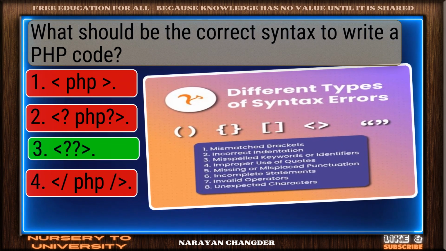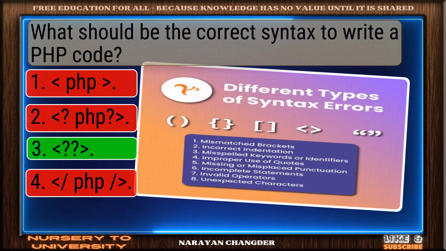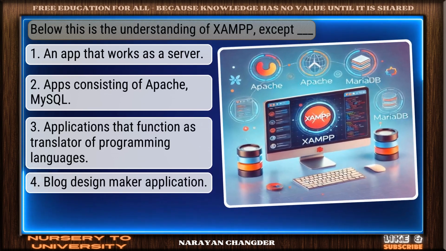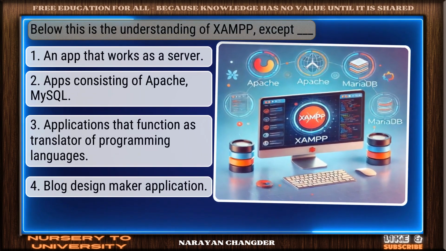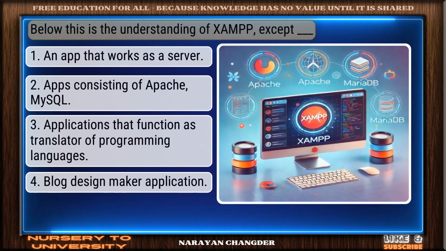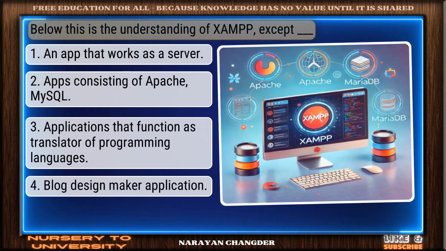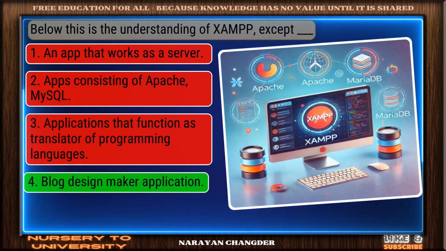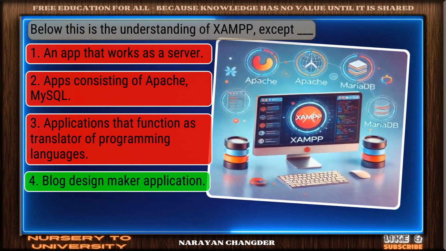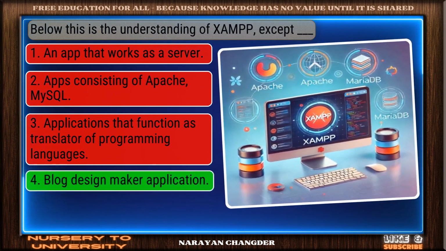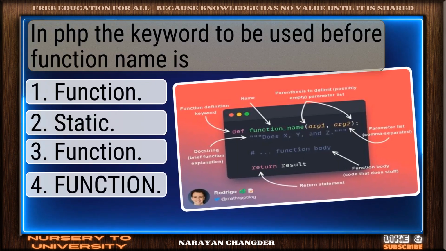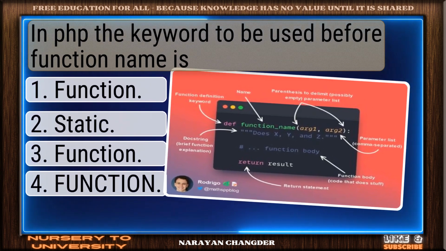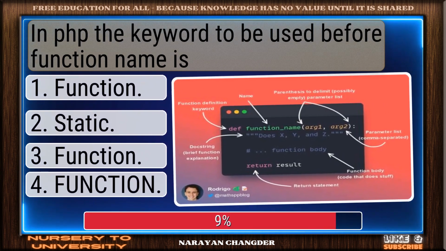Correct response. This is the most accurate answer. Question number 5. Below this is the understanding of XAMPP except dash. Well done. Blog Design Maker application is the right choice. Question number 6. In PHP, the keyword to be used before function name is?